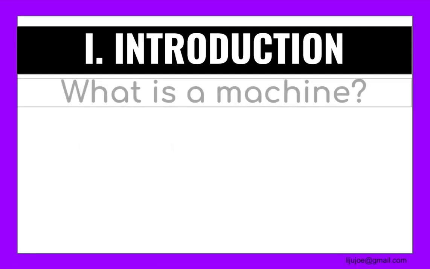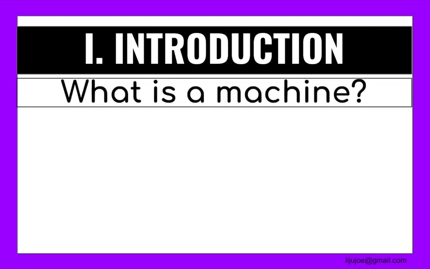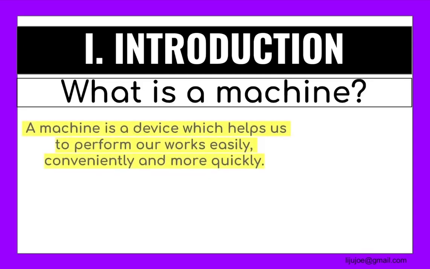So, introducing this chapter, the first question will be, what is a machine? We use a lot of machines every day, simple machines like pen, spoon, knife, and we can say that a machine is a device which helps us to perform works easily, conveniently, and more quickly. So what's the machine? A machine is a device which helps us to perform our works easily, conveniently, and quickly.